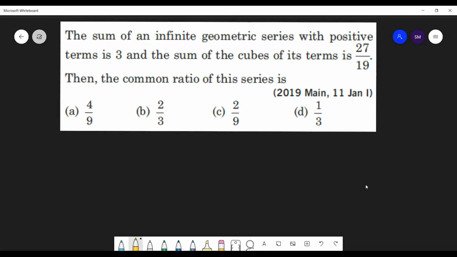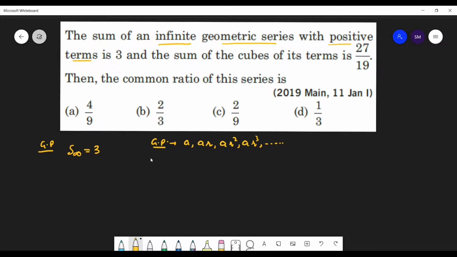The sum of infinite geometric series with positive terms is 3. So S infinity is equals to 3. Okay, of the GP. So you have to take what is the series, what are the terms first of all you are taking in GP. Let it be a, ar, AR square, AR cube, and so on. Agreed?